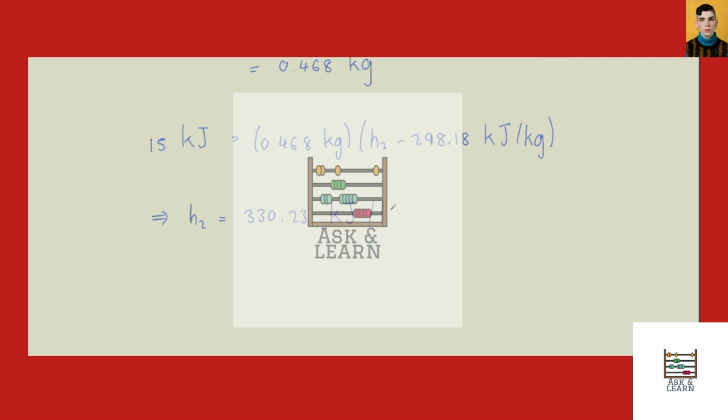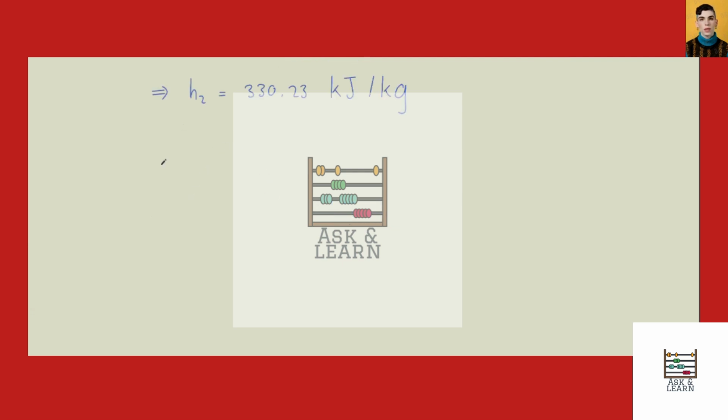And now that we have the enthalpy of the state, we can go to our tables again and find the final temperature of the system, T2. And T2 from our table is 329.9 Kelvin.